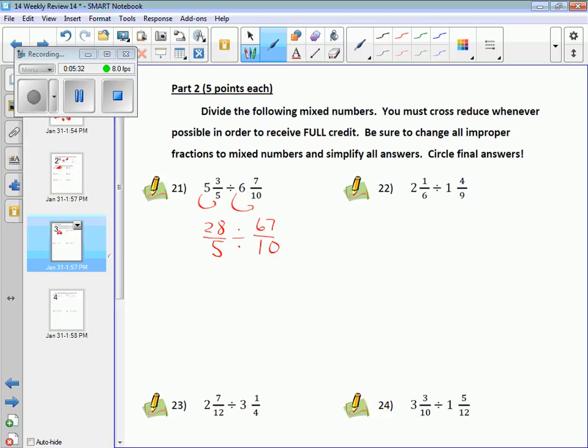Now we're going to do keep change flip. We keep the first fraction, 28/5. We change division to multiplication. And we are going to flip or turn 67/10 upside down so it's 10 over 67.